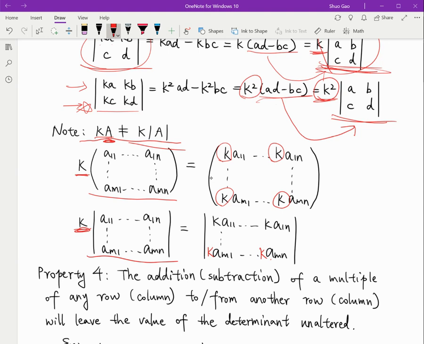Right? If you multiply all the K's and find the determinant, then it should be K to the m squared. Sorry, K to the m, right, times that. So it's based on property 3.